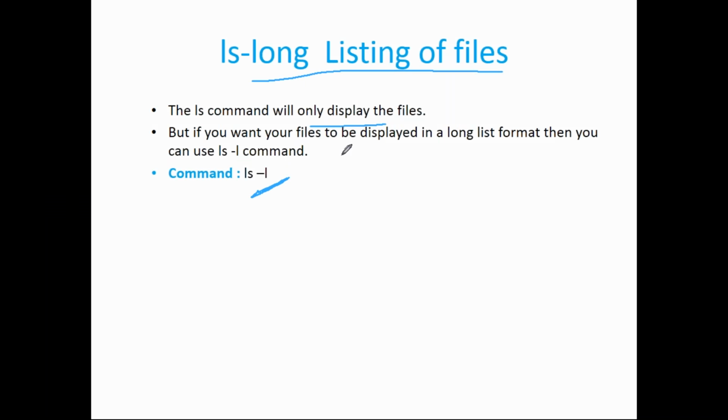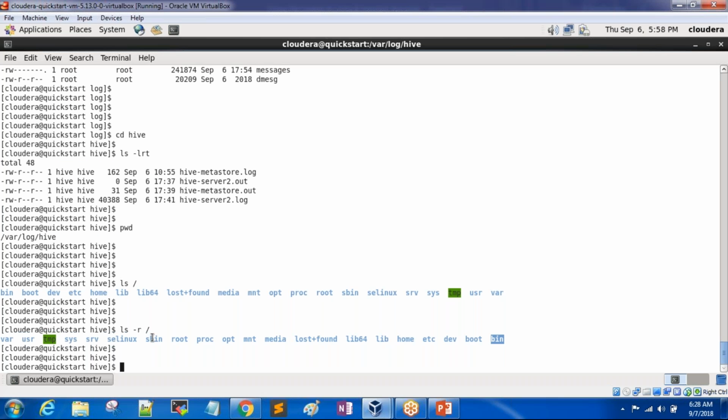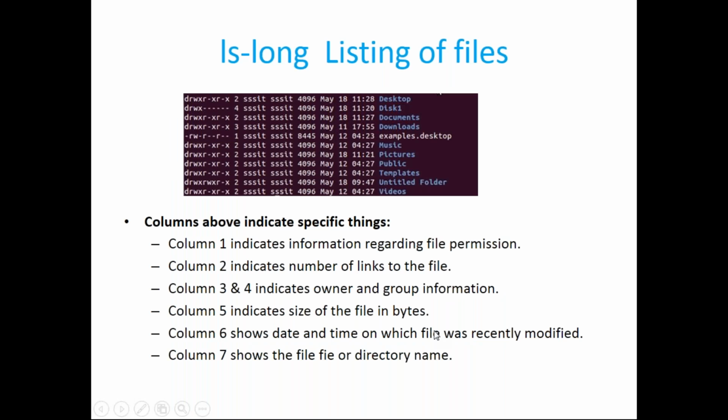It will display the files and directories in the long list format. What do you mean by long list format? Just by looking at this output, you won't be able to figure out whether it's a file or a directory, right? This long listing gives you the capability to figure out whether it's a file or a directory. This is how the output generally looks. It will have a total of 7 columns: 1, 2, 3, 4, 5, 6, 7.